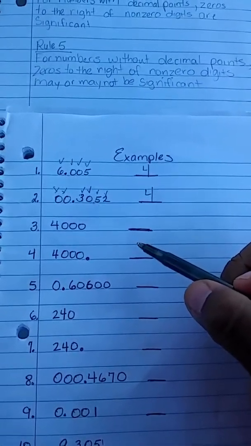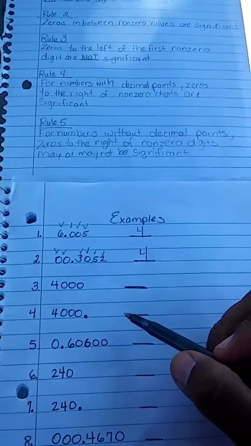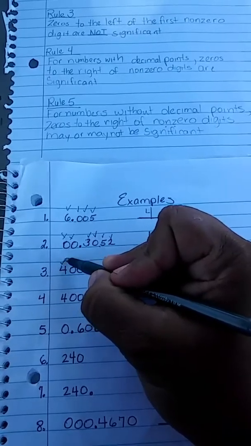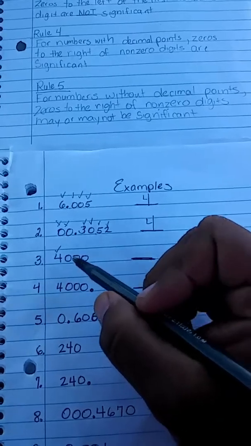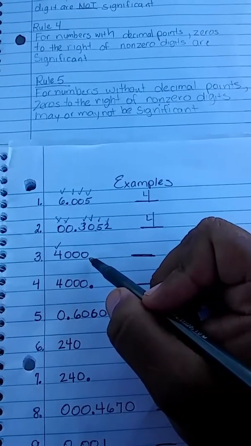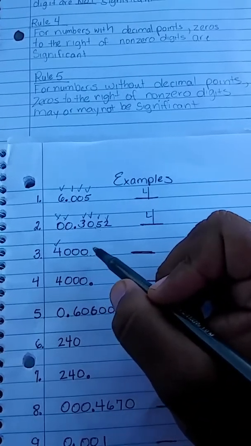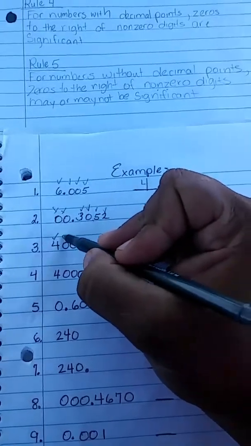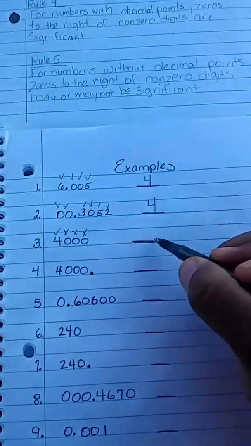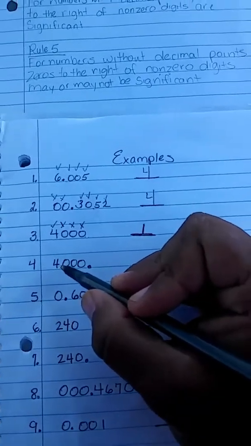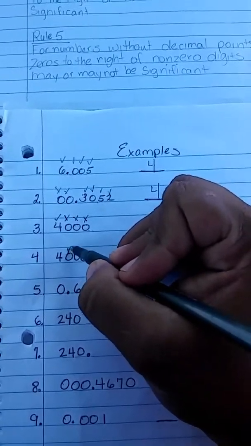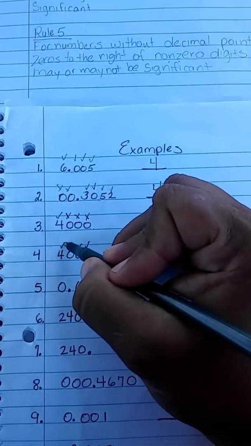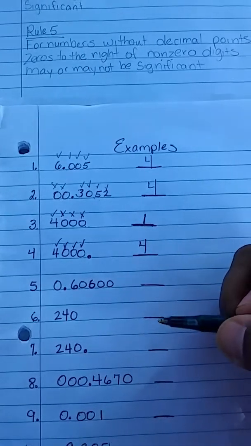Okay, for the third example, this one is based on the first number, for all non-zero digits, so that's significant. But if you notice for rule 5, if these zeros would have had a decimal point, then they would have been significant. But because there's not a decimal point, they are not considered to be significant, so therefore one significant digit. On the other hand, if you have the same number but you put a decimal point, it makes those zeros significant because it makes it a definite amount. So in this case, that would be 4 significant digits.